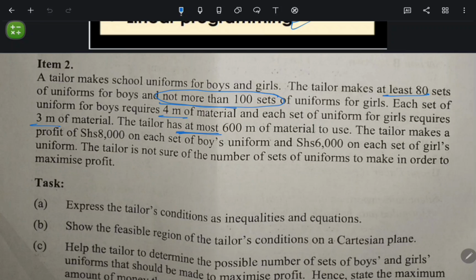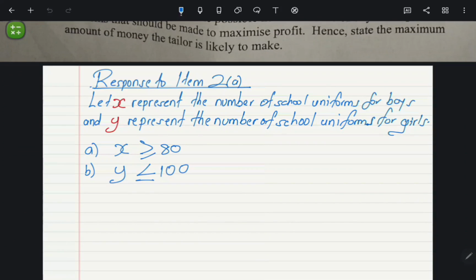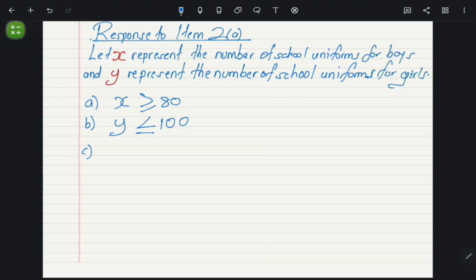So now this statement here helps us to generate our third inequality, and our third inequality here will be 4x, which is the amount of material that is needed for each boy's uniform, plus 3y should not exceed 600, because 600 is the only amount of material that the tailor is having.